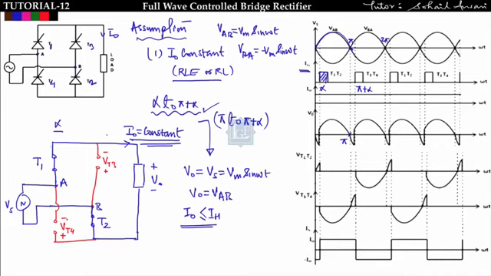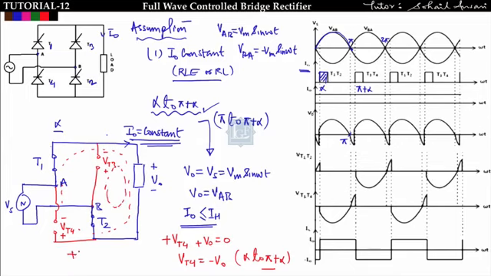Now apply KVL across this VT4, point A and V0. In this loop apply KVL. You will get plus VT4 plus V0 is equal to 0. So VT4 will come out to be minus of V0 from alpha to pi plus alpha. Similarly, if you apply KVL in this loop, you will get plus VT3 plus V0 is equal to 0. So here also VT3 will come out to be minus V0 from alpha to pi plus alpha.